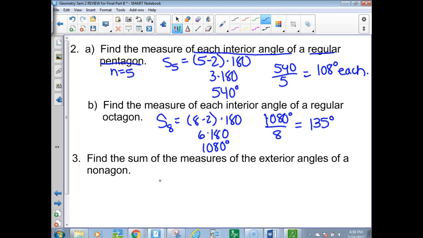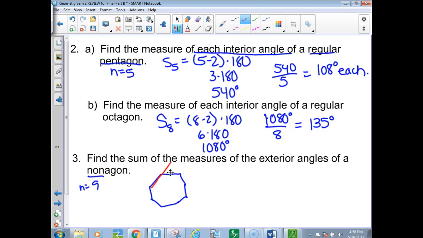Number 3, find the sum of the measures of the exterior angles of a nonagon. Doesn't matter. A nonagon has 9 sides, but that doesn't matter. The sum of the exterior angles, if you recall, for any polygon, I don't care how many sides it has, I'm just making one up.